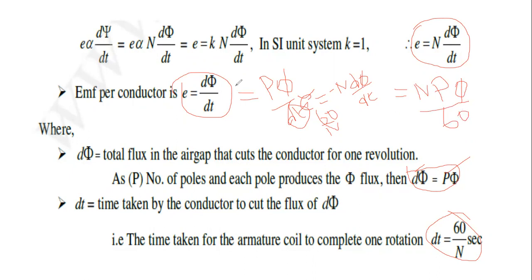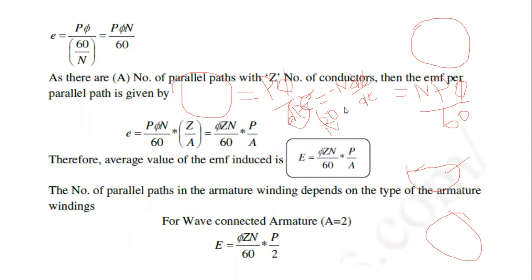Therefore E is equal to d phi by dt, where d phi is P phi and dt is 60 by N seconds. 60 by N seconds of time is required to cut the flux. That is why we write it as N P phi by 60, and then we multiply with Z.